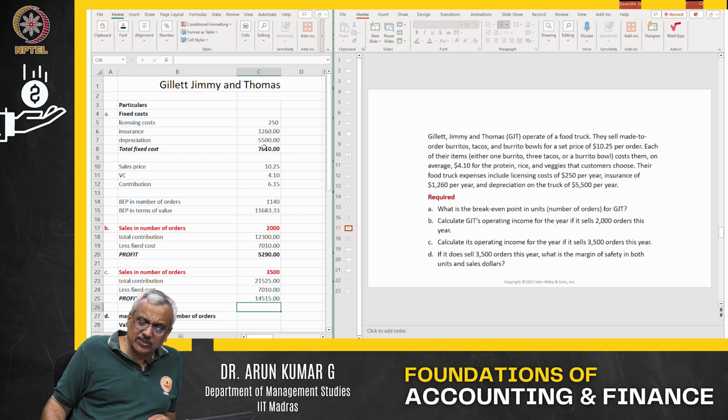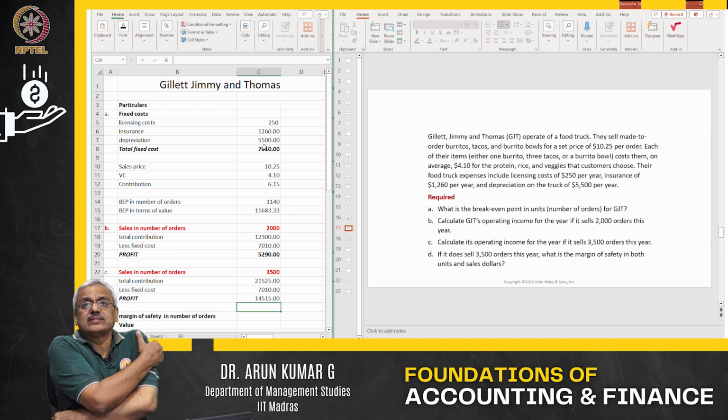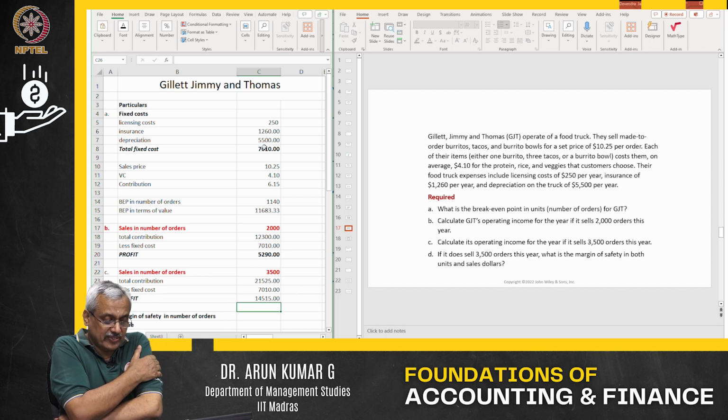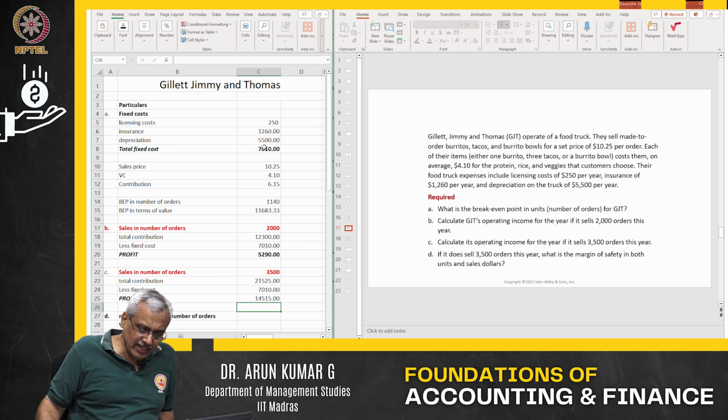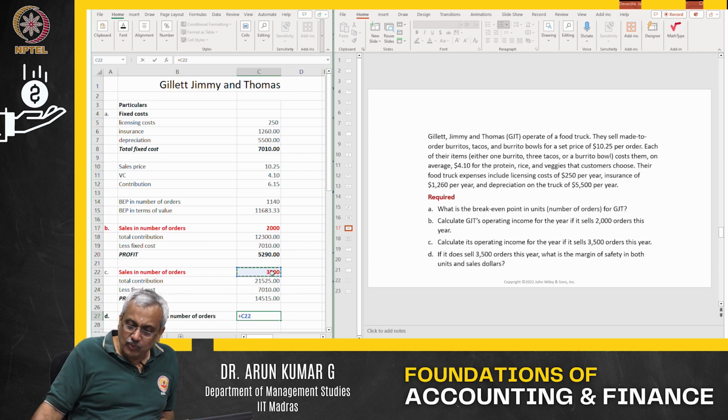If it does sell 3,000 orders a year, what is the margin of safety in both units and dollars? Let us look at it in number of orders. What is the number of orders you are selling? 3,500 units. What is the break even you had to get? 1,140. So, what is the margin of safety? 2,360 is the margin of safety.